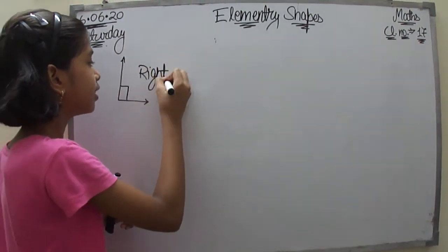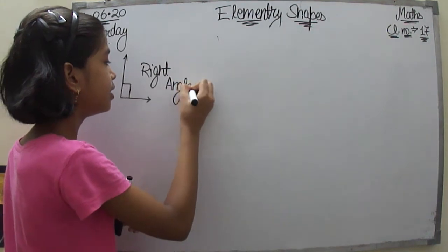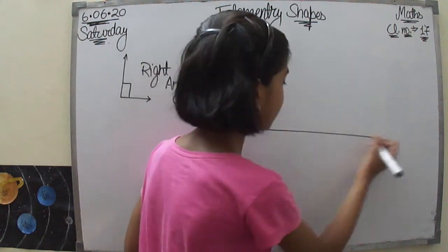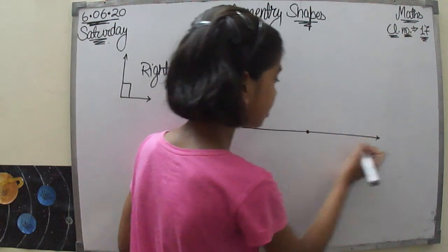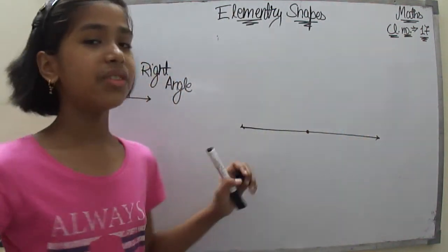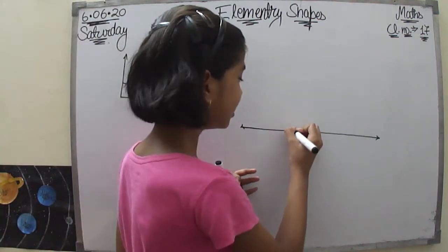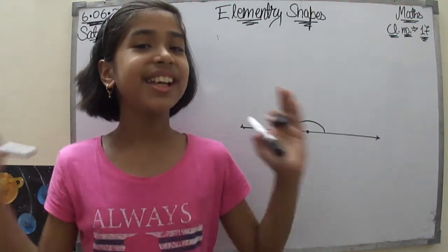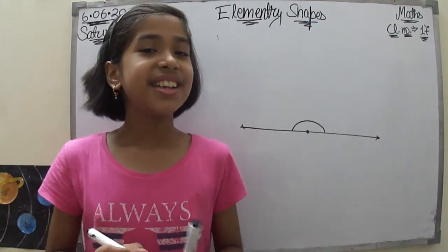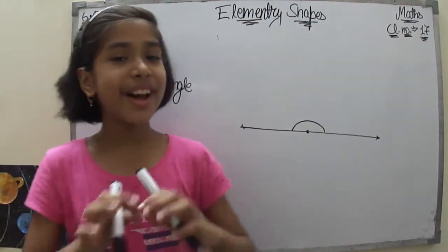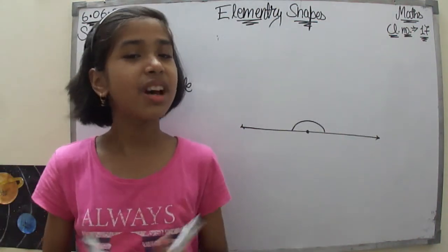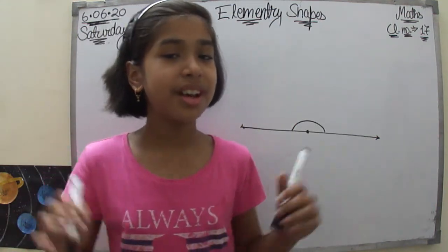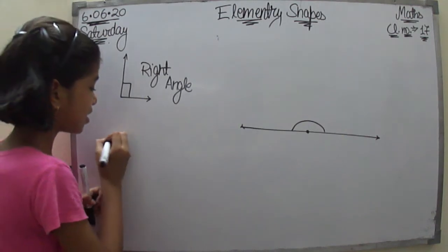Right angle, and then we have one like this. What is this angle? Yes, straight angle. Why is it called a straight angle? Obviously it looks straight, so it is a straight angle. Very simple to revise that. Very simple to learn this.